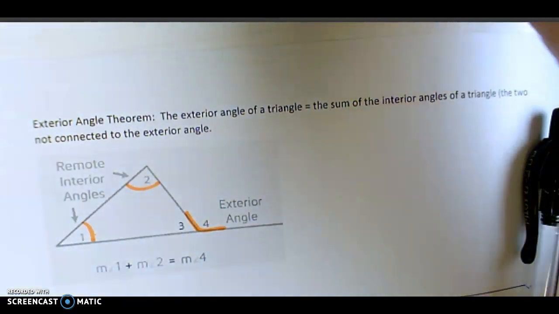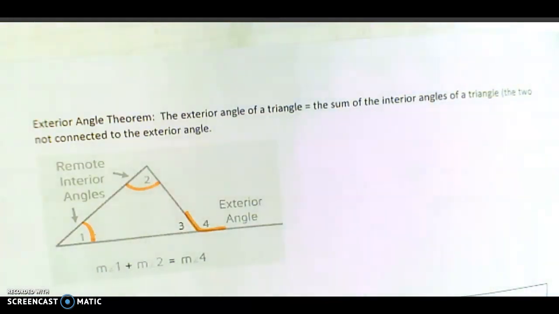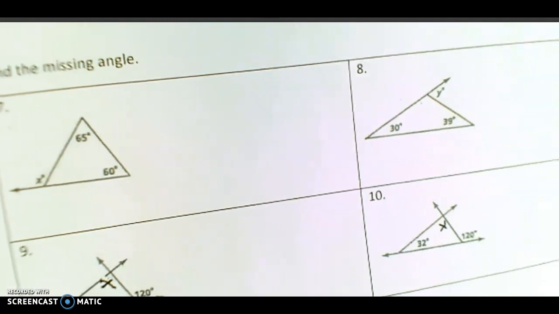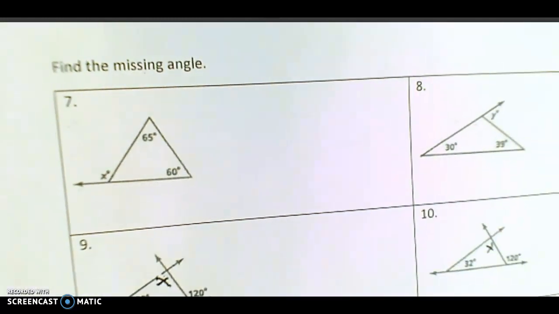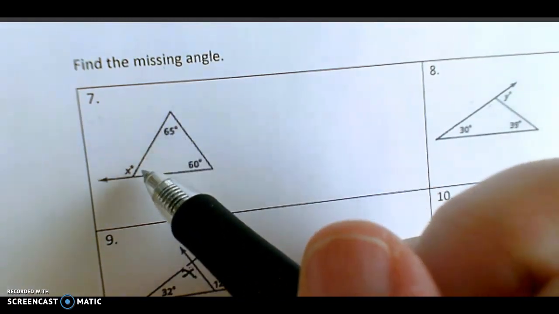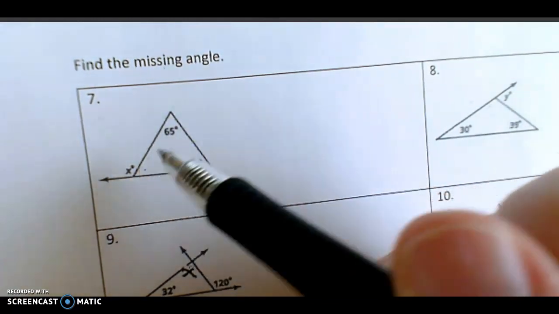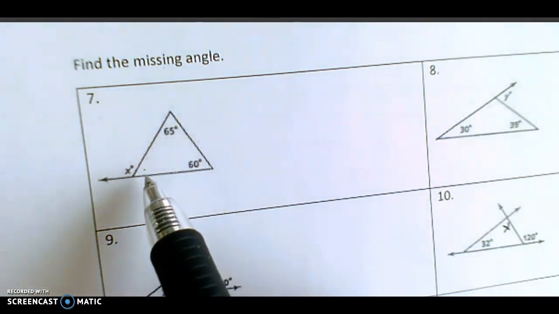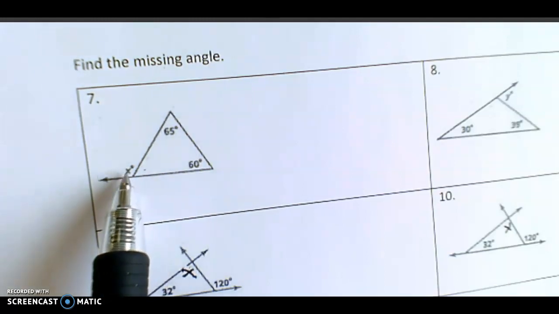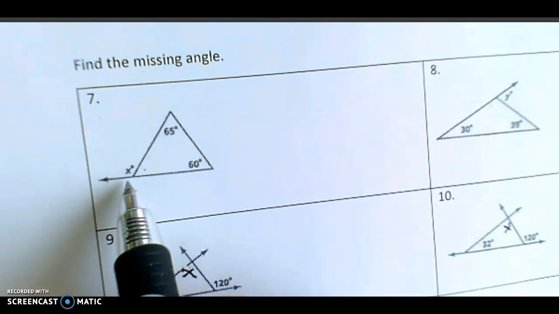Now I'm going to show you some examples here, and you can do it using this theorem if you would like, or there's another way to do it. So let's talk about it. Number 7 wants us to find the missing angle. What we just learned about angles in a triangle is that if you add them together, you can figure out the third angle. So one way to solve this problem is to figure out this angle right here, and then subtract it from 180 to get this angle because of supplementary angles.